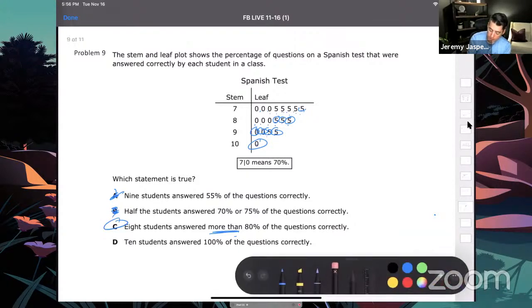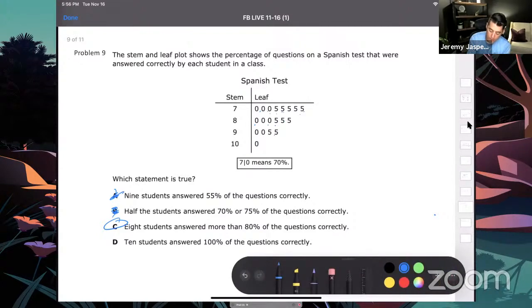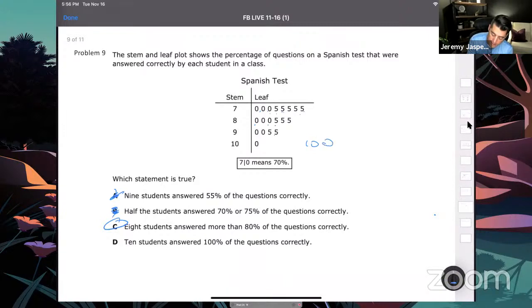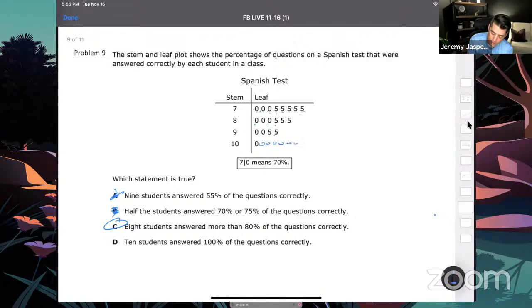We can go through again the last one. It says 10 students answered 100% of the questions correctly. And that's not true. 10 is here, right? 10 is the stem. That means this is 10 and the 0. It gives us 100. What does 10 100s look like? Again, if you're new to stem and leaf plots, this would be 10 100s, 2, 3, 4, 5, 6, 7, 8, 9, 10. You'd see 10 zeros after it, okay? So D is out, C is the correct answer.